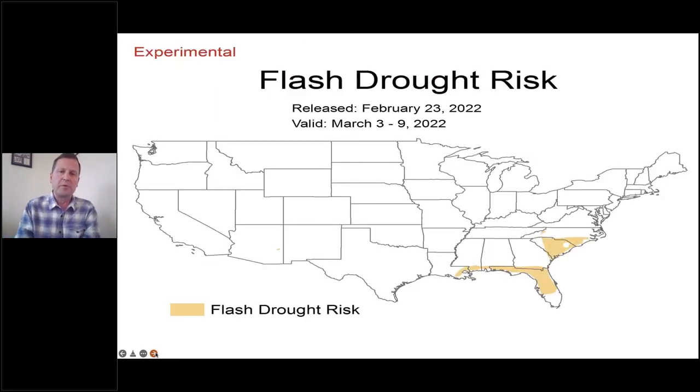And just for an example here, going back to February 23rd, the flash drought tool was highlighting an area across the Carolinas, parts of Florida, where there could be a rapid onset of drought, developing drought during the next 2 weeks. So by March 9th.